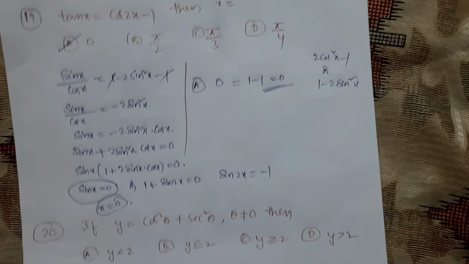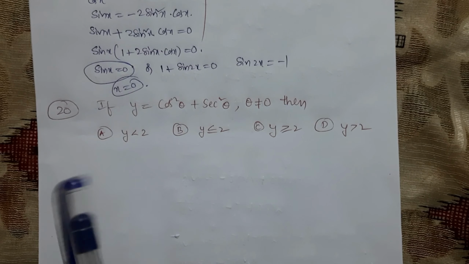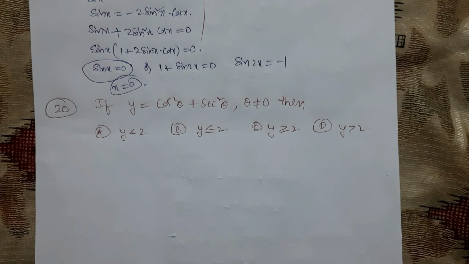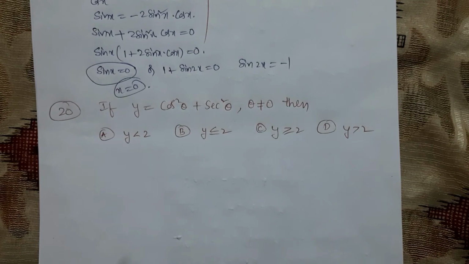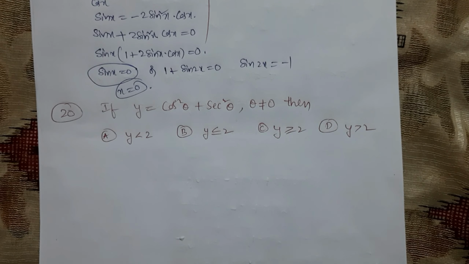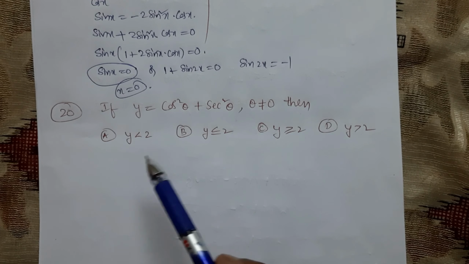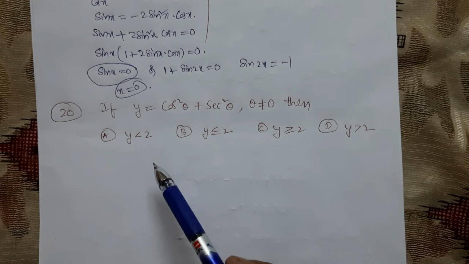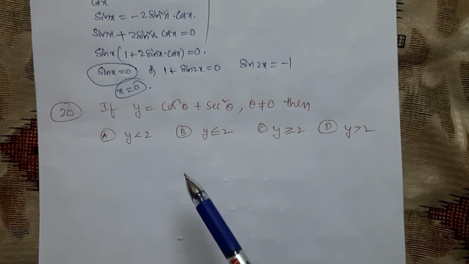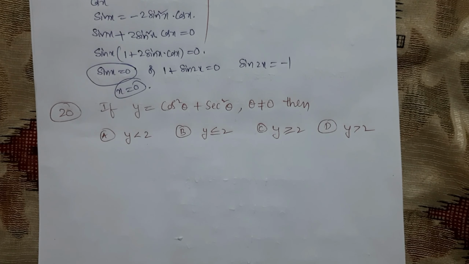Okay. Now last question for this session. This is one of the important models. If y is equal to cos square theta plus secant square theta, where theta is not equal to 0, then we need to find the values of y, whether that is less than 2, or greater than or equal to, or less than or equal to, or greater than 2. Okay, we need to find.